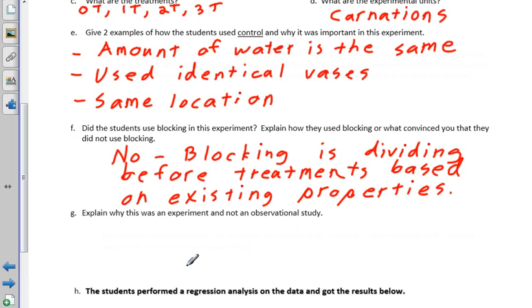Explain why this was an experiment and not an observational study. Because they're manipulating a variable. And how are they manipulating it? They're determining how many teaspoons of sugar the flowers can get. Okay, so I would go with that: assigning sugar treatments to each carnation.